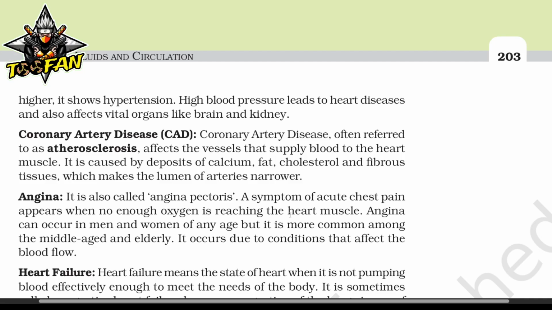Coronary artery disease, often referred to as atherosclerosis, affects the vessels that supply blood to the heart muscles. It is caused by deposits of calcium, fats, cholesterol, and fibrous tissue, which make the lumen of the arteries narrower. Angina. It is called angina pectoris. A symptom of acute chest pain appears when not enough oxygen is reaching the heart muscles. Angina can occur in men and women of any age, but it is more common among the middle aged and elderly. It occurs due to conditions that affect the blood flow.